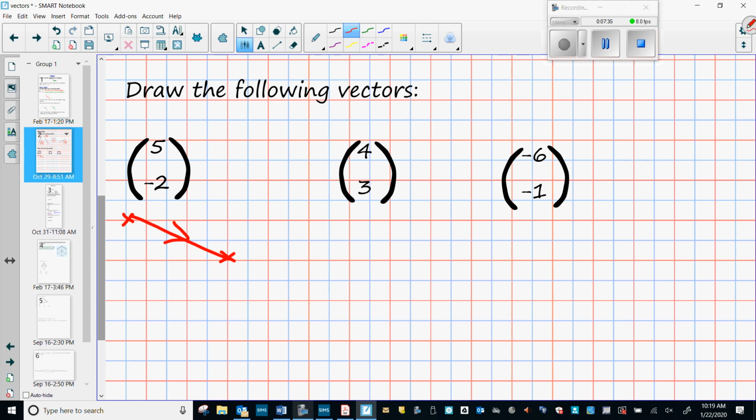So 4, 3. Okay, this one we're going right and then up. So again, you're not going to start your point way up here. I'm going to start mine down here a little bit. So there's my 4, 3. And my -6, -1, I'm going left and then down. So I'm going to start over here on the right hand side.